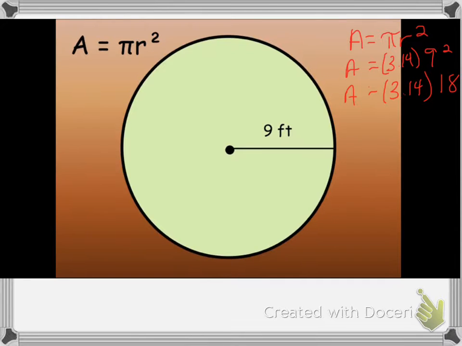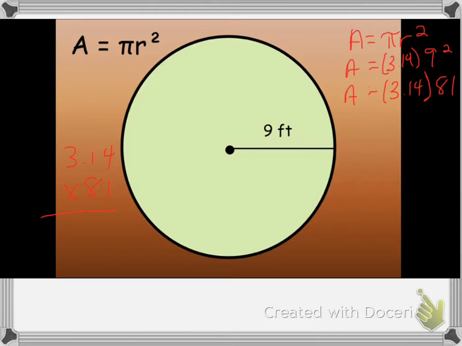Now let's work out 3.14. I'm sorry. Oh, I made a mistake. I almost made a mistake that you all normally make. 9 times 9 is not 18. It is 81. So now I'm going to multiply 3.14 times 81.